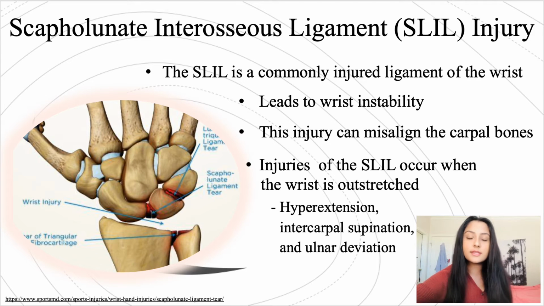Scapholunate interosseous ligament is a small horseshoe-shaped ligament between the scaphoid and lunate bones and is one of the most commonly injured ligaments of the wrist. This injury leads to wrist instability and can misalign the carpal bones, as the SLIL is a joint stabilizing ligament.